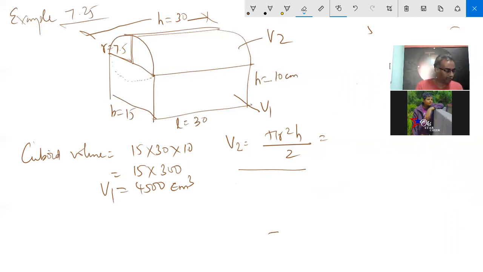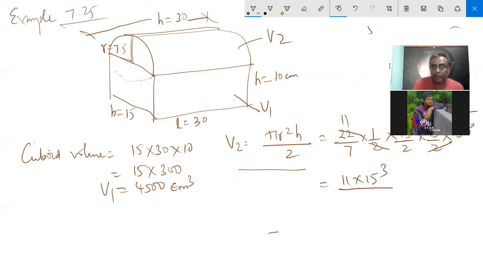Pi r squared h by 2. 22 by 7 into half, r is 7.5, that is 15 by 2, 15 by 2, pi r squared into h, h is 30. Now 2 and 2 will cancel, becomes 11. 2 and 2 will cancel, becomes 15. So 11 into 15 cubed divided by 7. 15 squared is 225.